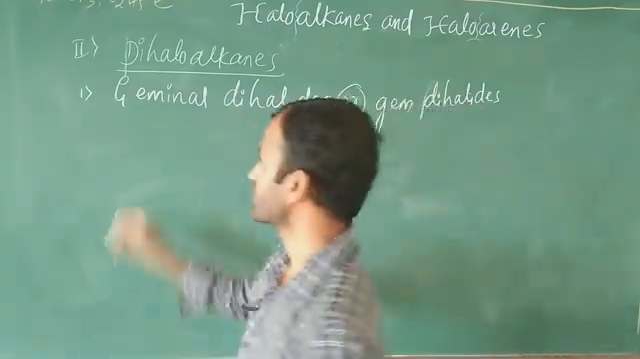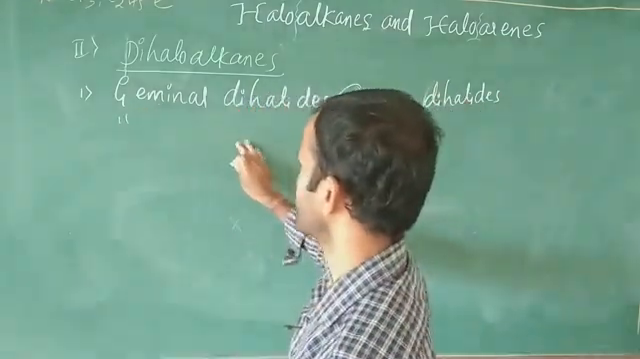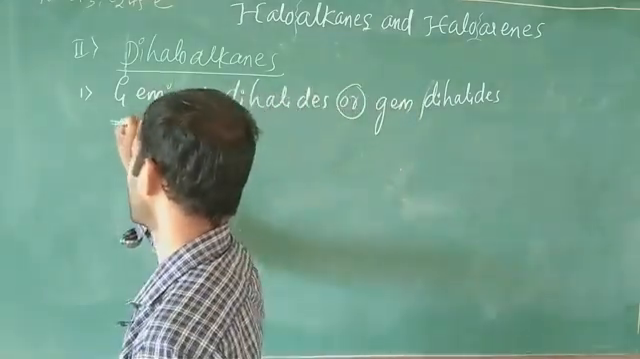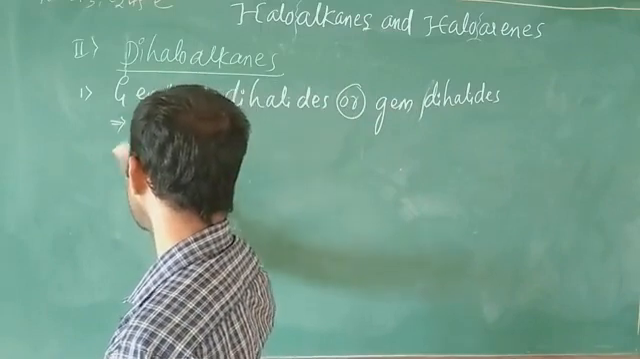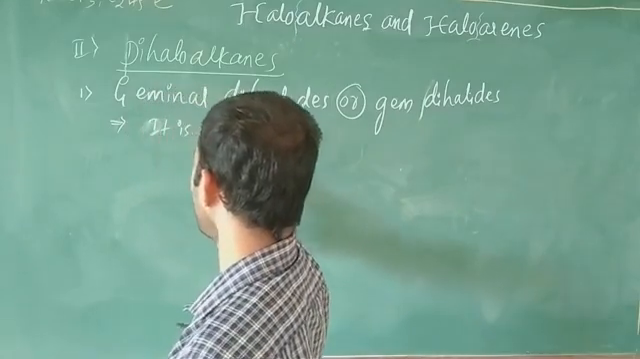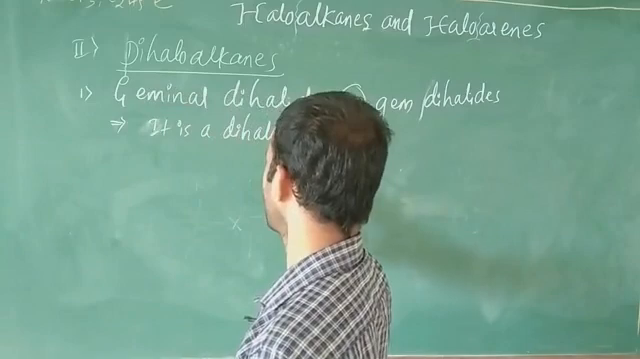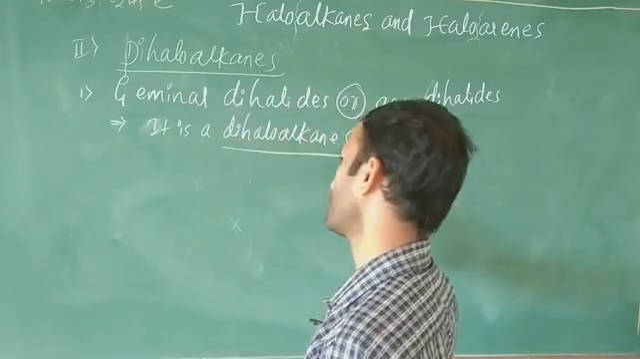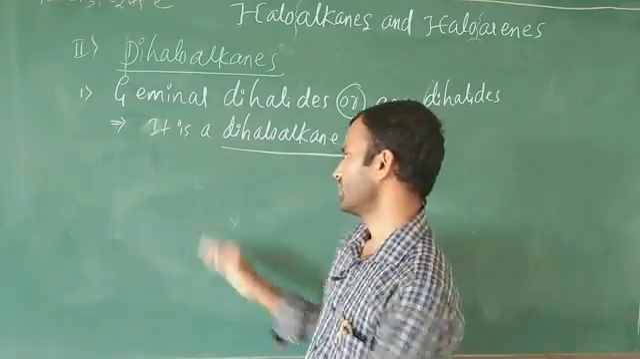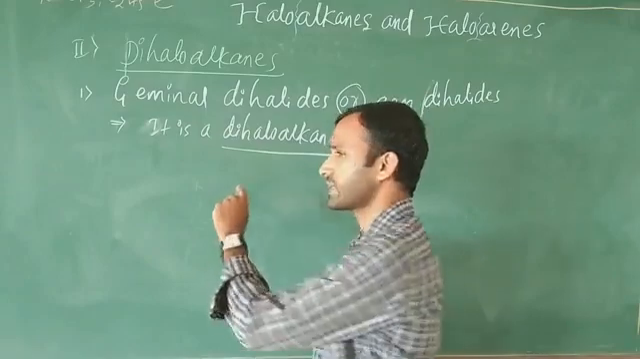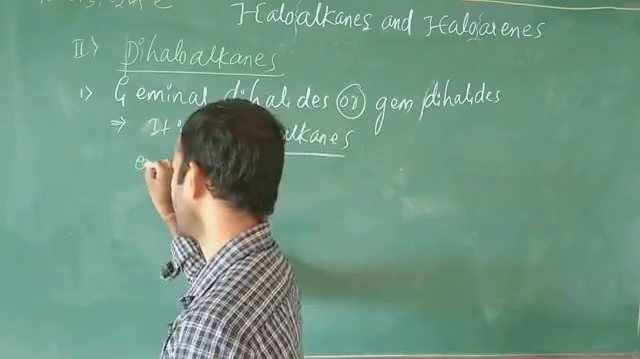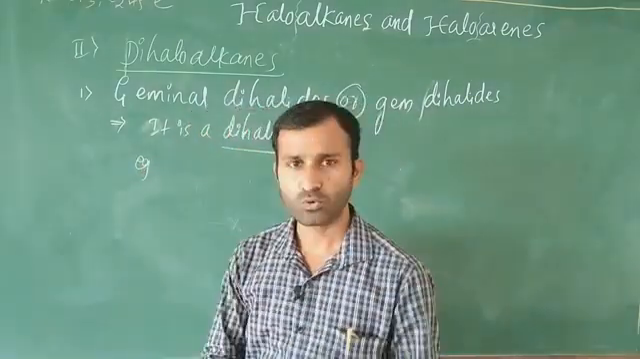What is the definition of this one? The definition is very simple. Geminal dihalides come under dihaloalkanes. If you want, you can write that point: it is a dihaloalkane. Next, what is the definition of geminal dihalides? Very simple: two halogen atoms directly attached to the same carbon atom, that is called geminal dihalides. First, I am going to write an example. With the help of the example, you have to write the definition.